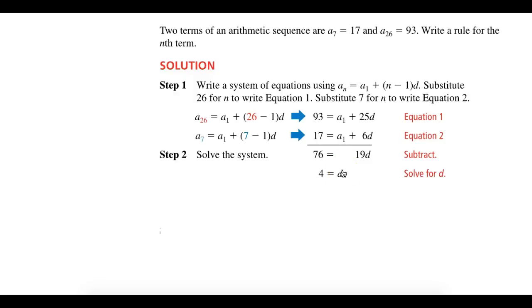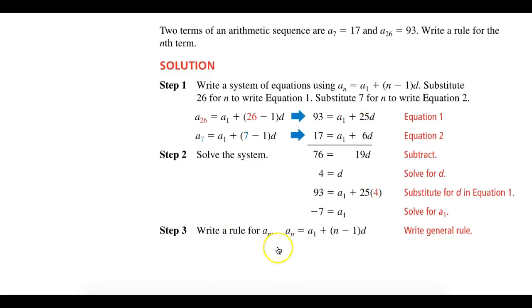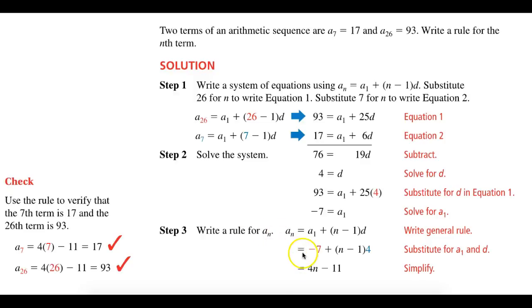Now, this problem is exactly like the one we just did. You know one of your terms, and we know our common difference. So now we just substitute this back into one of our equations, and we can isolate a1, so we know negative 7 is a1. Now, this system helped us solve for everything we didn't know. It got us our first term, and it got us our common difference. So our last step is to write our general rule, substitute our values, and we get our nth term rule. So our rule right here is a sub n equals 4n minus 11.